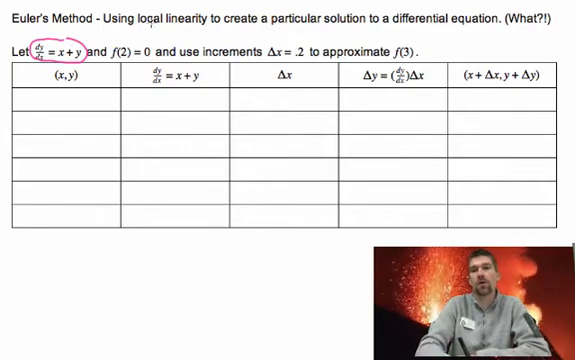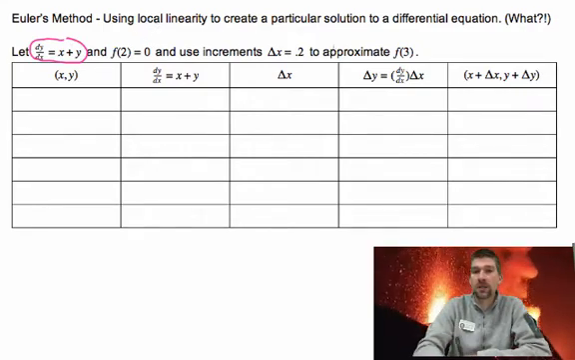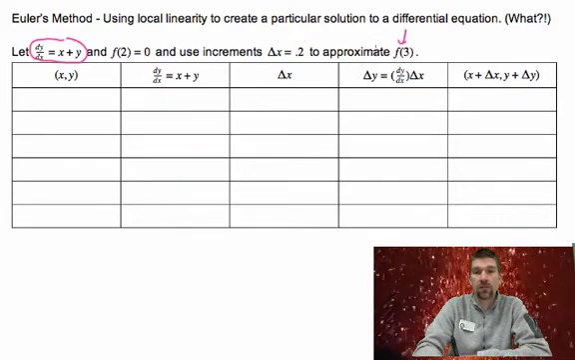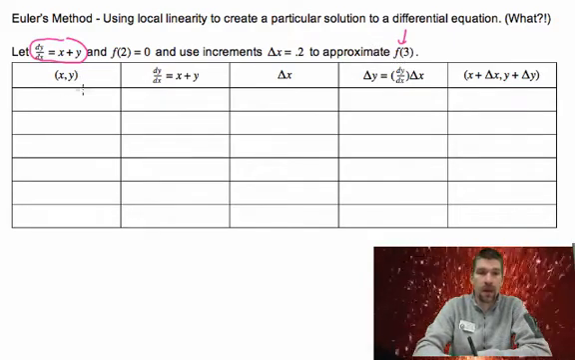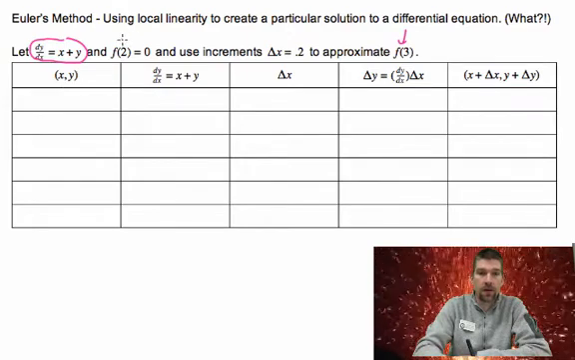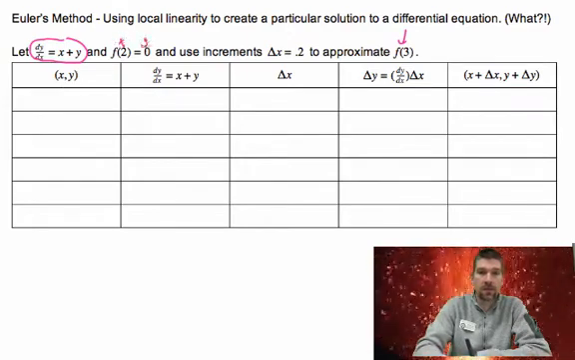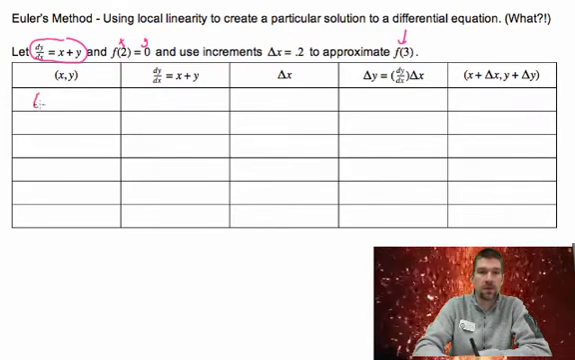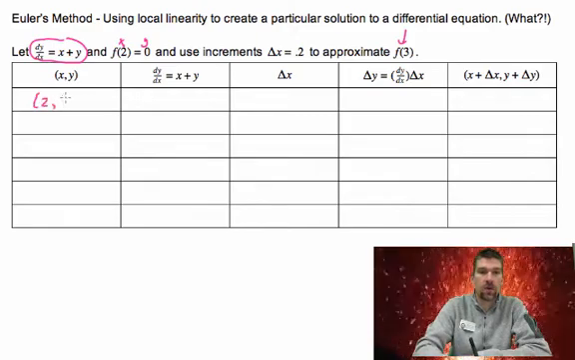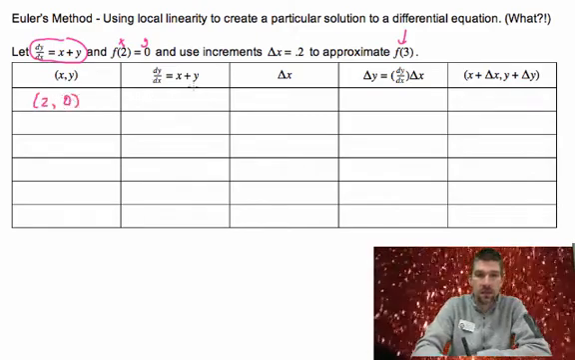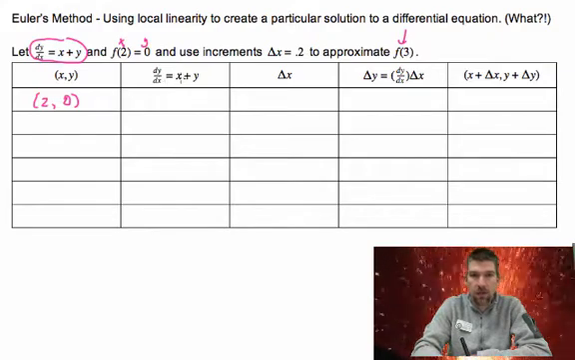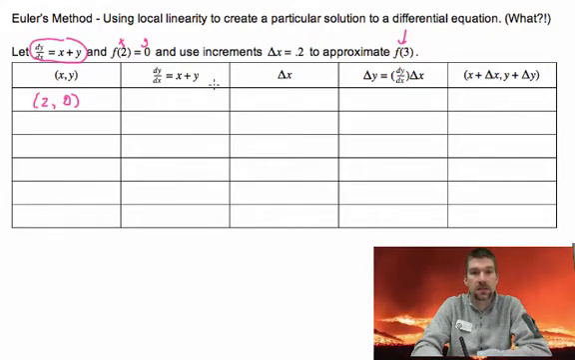We're going to look for a really good approximation of what happens to our function when x is 3. Okay, so here we go. Anytime we're given this information, we're given x and y. So x is 2 and y is 0. Then just follow this rule right here: dy/dx is x plus y.